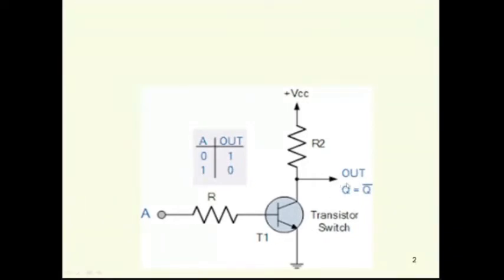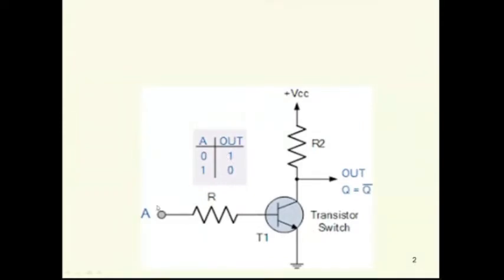So when A is 0, then output Q is 5 volts. 5 volts in the sense logic 1. 5 volts is logic 1 and 0 volts is logic 0 with respect to TTL logic, as we all know. So let us look at this small table here. When A is 0, the output is 1.